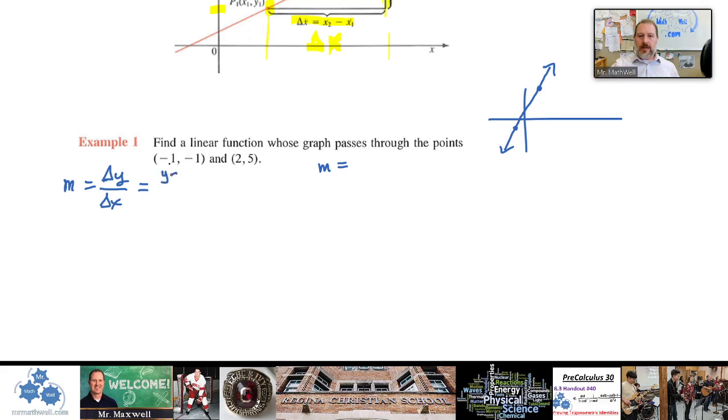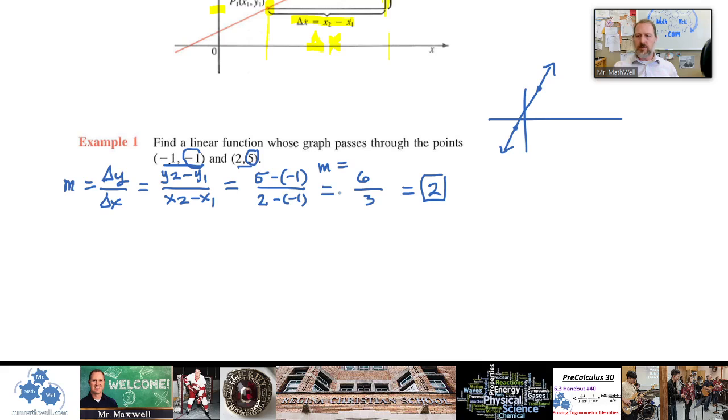And that is y2 minus y1 divided by x2 minus x1. And that's going to help us find the slope. So y2, if this is the second point, because it's listed second, this is going to be y2. So 5 minus, here's y1, minus a -1, divided by 2 minus a -1. That's 5 plus 1 is 6, really. And that's 2 plus 1 is 3. So the slope appears to be 2. When you simplify that, it appears to be 2.